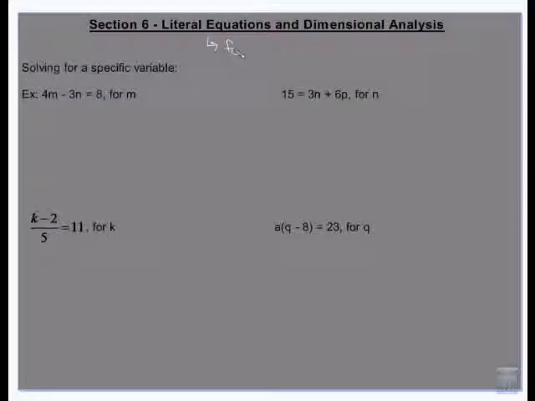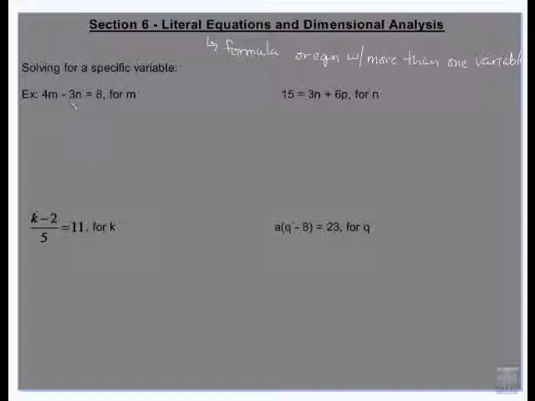Like a formula or an equation with more than one variable. And so what we do is we can take these equations and we can rearrange them.